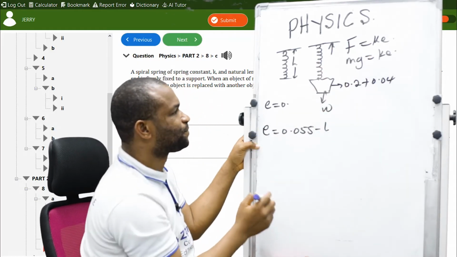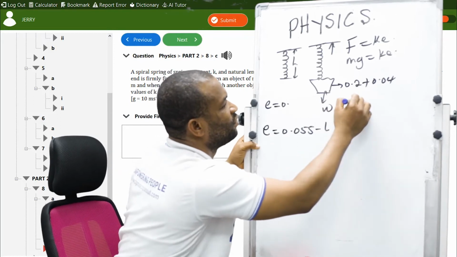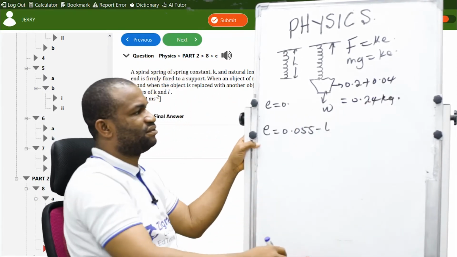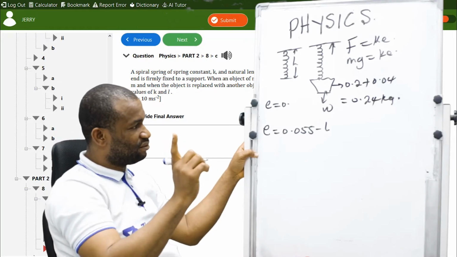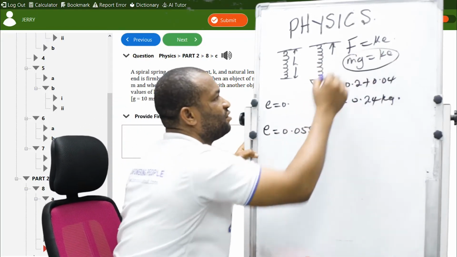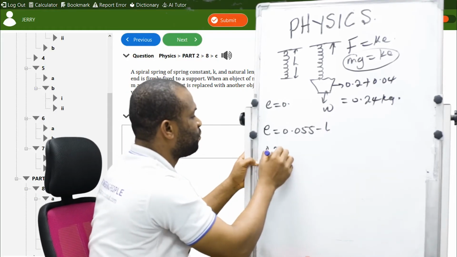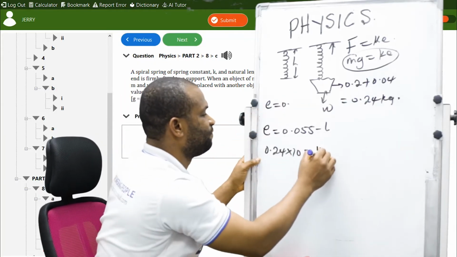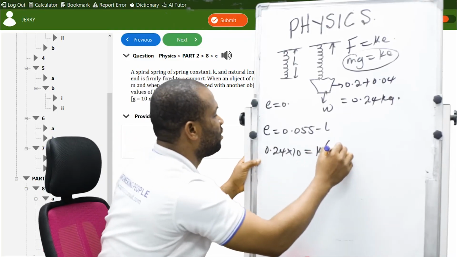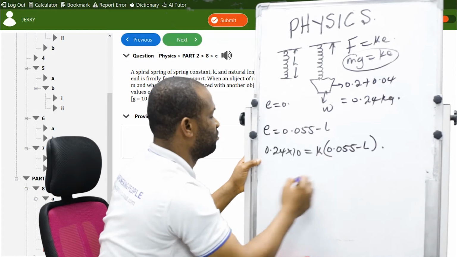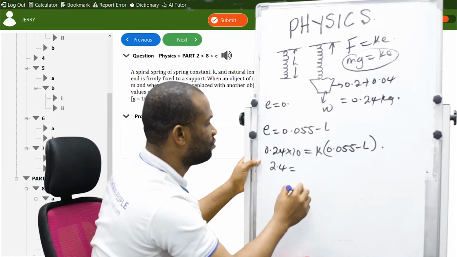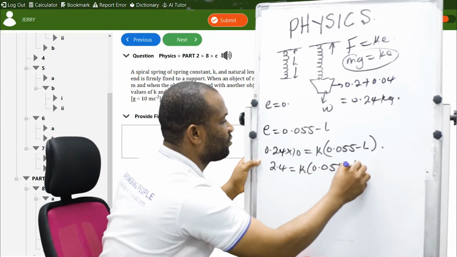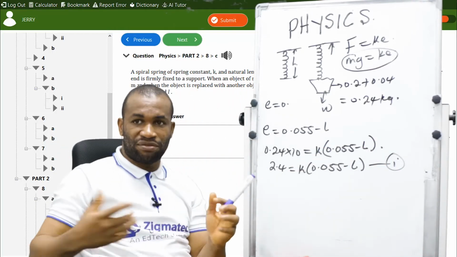Knowing this, I'm applying it here. The total mass is going to be 0.24 kg. All right, now I'm going to apply this formula. So mass is 0.24 times g, which is 10, is equal to K, which I don't know, multiplied by the extension, which is 0.055 minus L. So this is going to be 2.4 is equal to K bracket 0.055 minus L. Let me keep this equation first, because something else happened.